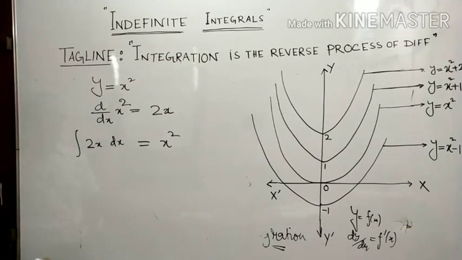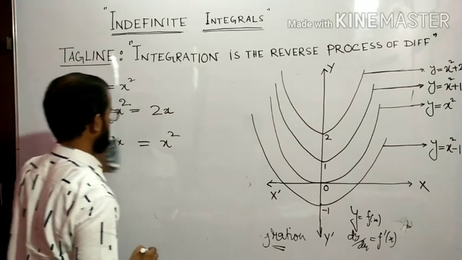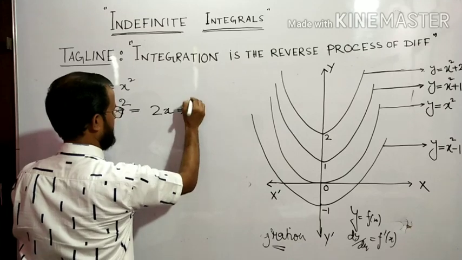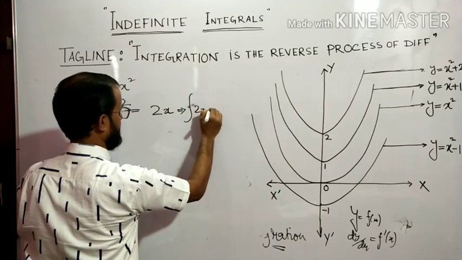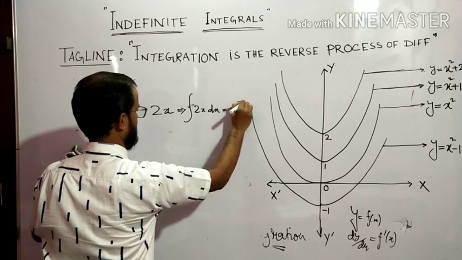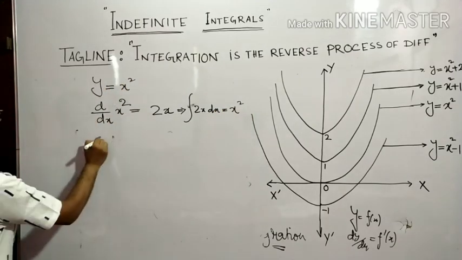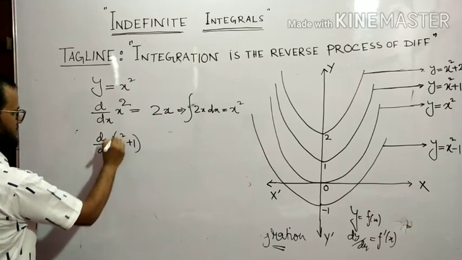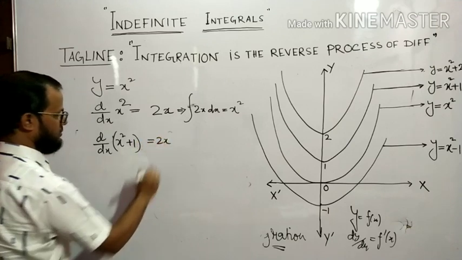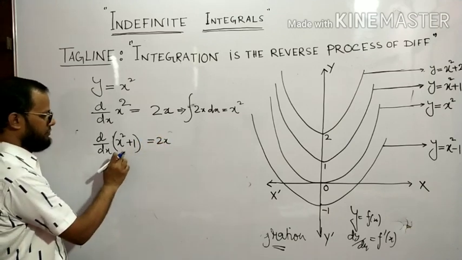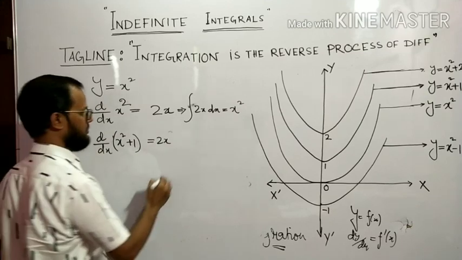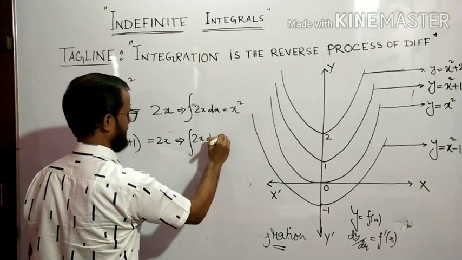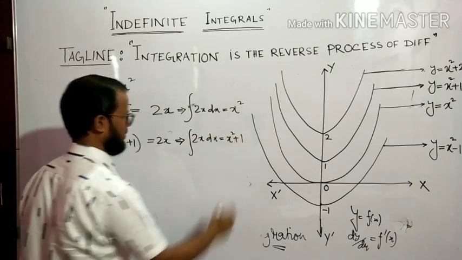Very interesting fact is that you see, ऐसे लिखने से अच्छा होगा, if you like that, implies integration twice x dx equal to x square. Okay, again you see d/dx of x square plus 1, तो x square का डेरिवेटिव क्या है, twice x, and d/dx of 1 constant is 0. So again you write integration twice x dx equal to what, x square plus 1.